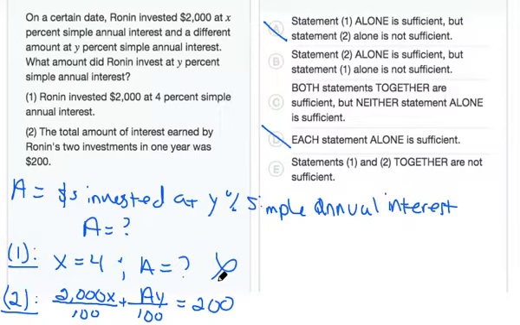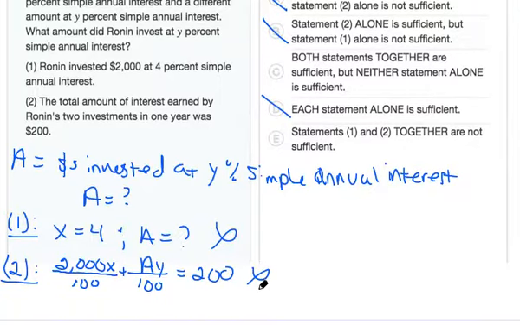So this statement alone is also not sufficient, since we do not have enough information and we don't know the values of X or Y in this scenario. We can eliminate answer choice B. That still leaves us with C or E. So we need to consider both statements together.